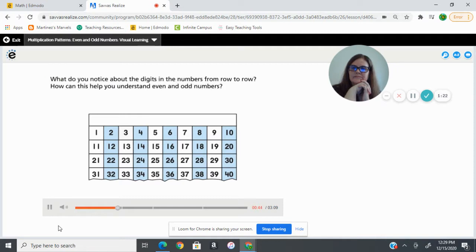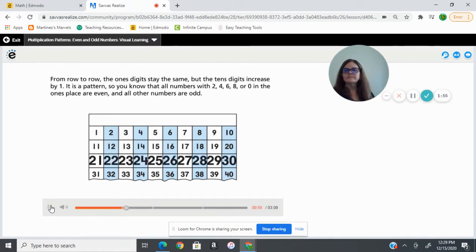What do you notice about the digits in the numbers from row to row? How can this help you understand even and odd numbers? All right, so what do we think about the patterns that we see in each row? And how is that going to help us understand even and odd numbers? We know that the number in the ones column tells us if the whole number is even or odd. So let's see if that strategy can help us out with multiplication.